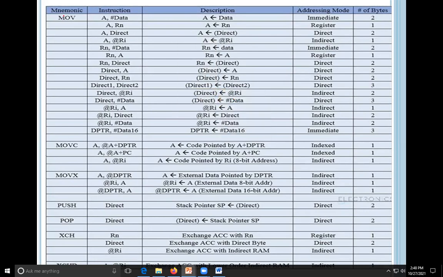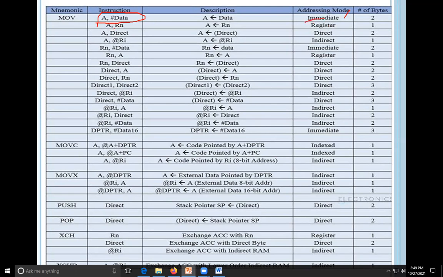See, the first instruction is MOV A, #data. The move instruction is related to all the addressing modes. First, #data is the immediate addressing mode. What is the immediate addressing mode? It takes 2 bytes. The data contains 1 byte and the instruction contains 1 byte, so 2 bytes in total. So MOV A, #data is the immediate addressing mode.